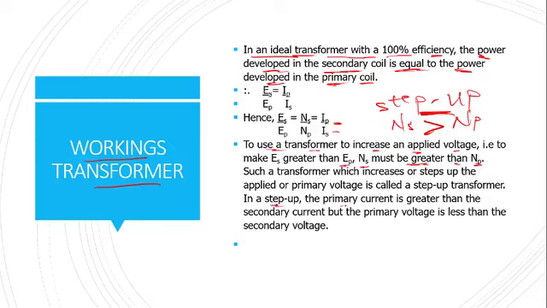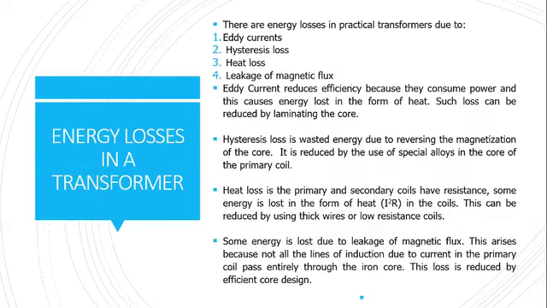Of course, in a step-up transformer, the primary current is greater than the secondary current, but the primary voltage is always less than the secondary voltage. Now, when it comes to transformers, there are about 4 energy losses in practical transformers. The energy losses, the first one, eddy current loss.